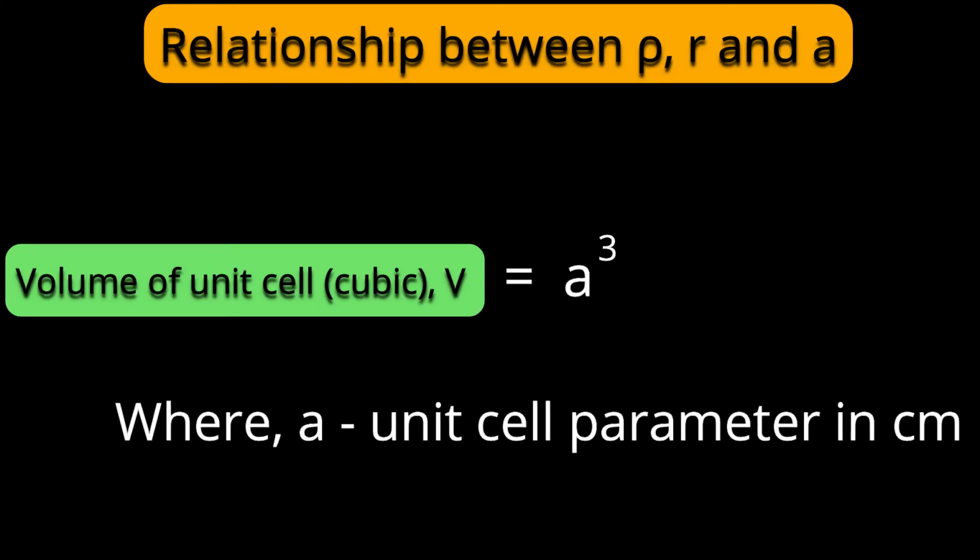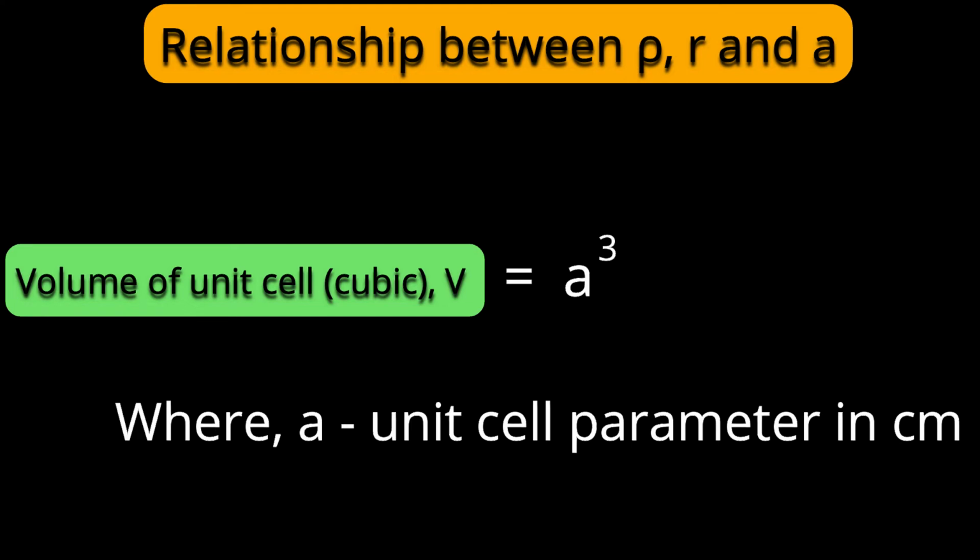Now volume of unit cell. Whatever the structures we discussed this year, all are cubic. So what is the volume of cubic unit cell, or what is the volume of cube? Side raised to 3. What is the side of the cube? What is the side of the unit cell? What is the parameter of unit cell? That is a, small a. So volume of cube, volume of unit cell, capital V is equal to a raised to 3.